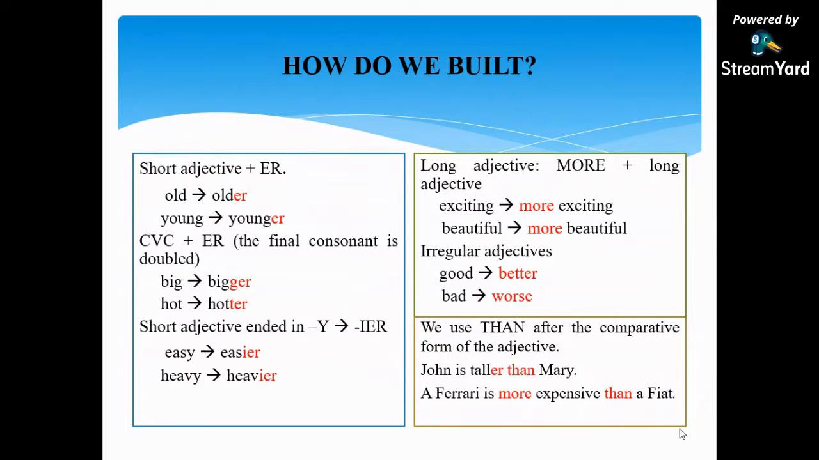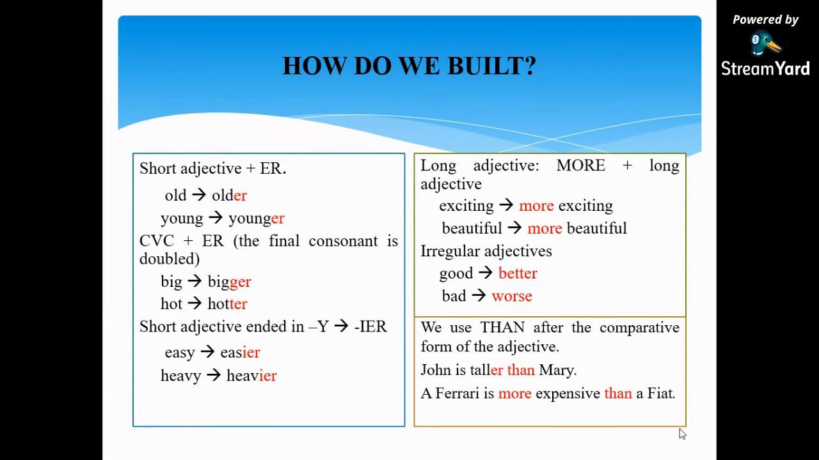We already know that we have two different types of adjectives at the moment of doing comparisons. Those will be the short and the long adjectives. We're going to see what rules work with each one of them. For example, with short adjectives, we tend to use the -er ending. In short adjectives such as old and young, old turns into older. Young turns into younger.